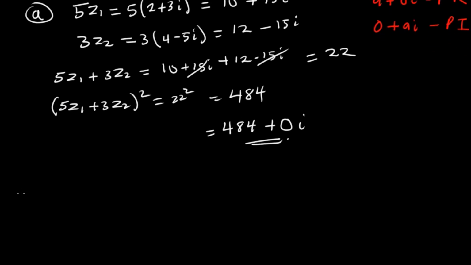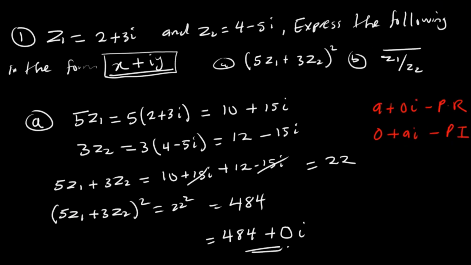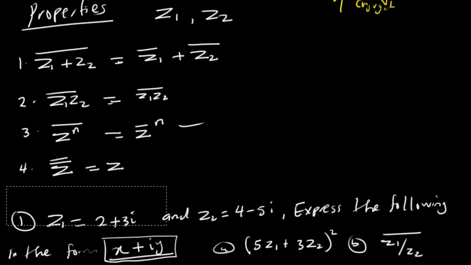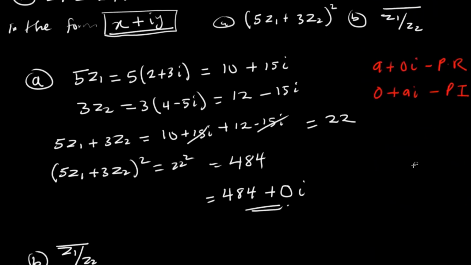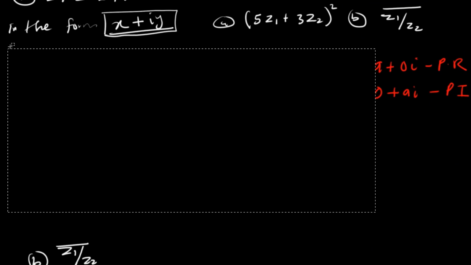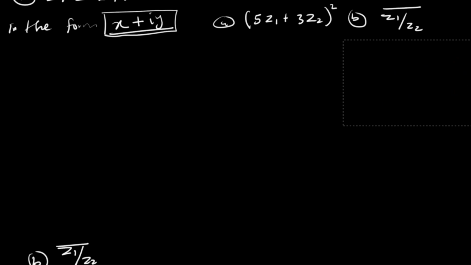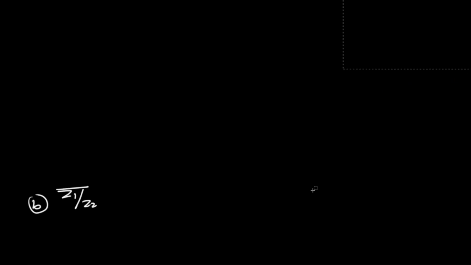So the B part of our question is to find z1 over z2, and we have the complex conjugates. Let me see if I have more area to work with. I don't have much area to work with, so I'm going to clean this off so we have a more organized board.